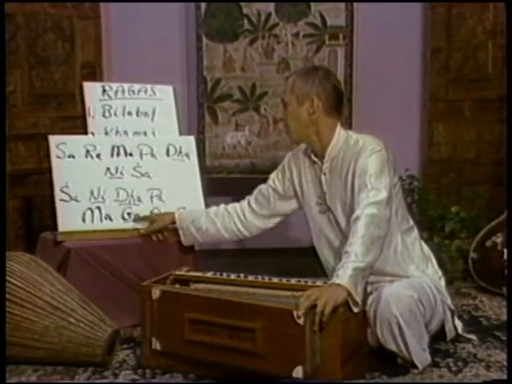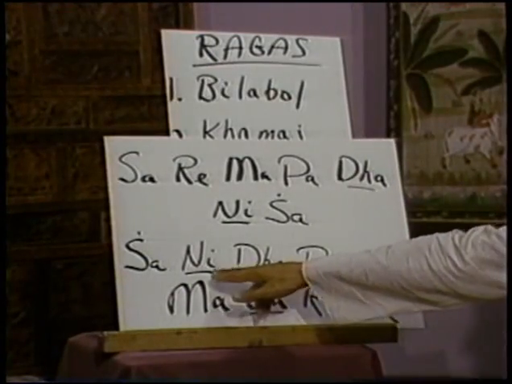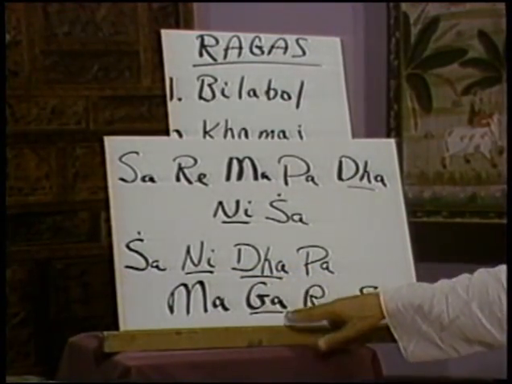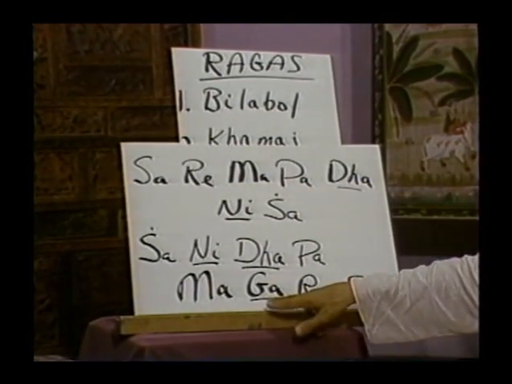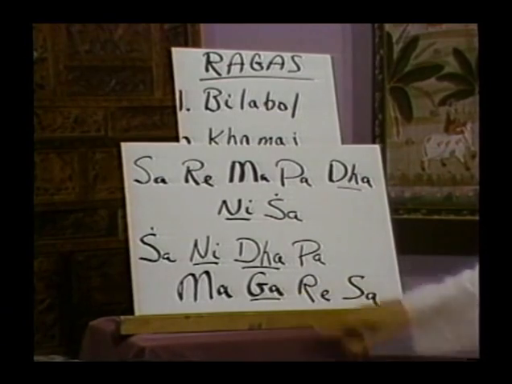Sa, ni, da, pa, ma, ga, re, sa. So we have 3 notes that are komal, ni, da, and ga. But in going up, we always omit the ga, and in coming down, we usually play it. We always play it coming down. So I'd like to chant a very famous melody in Bengal, the Asavari Rag melody that's most popular. It goes like this.